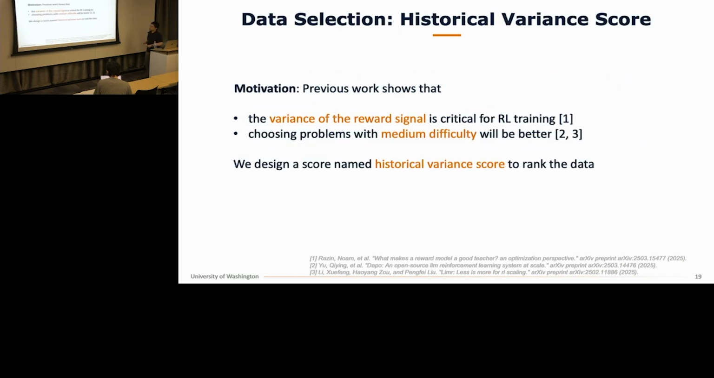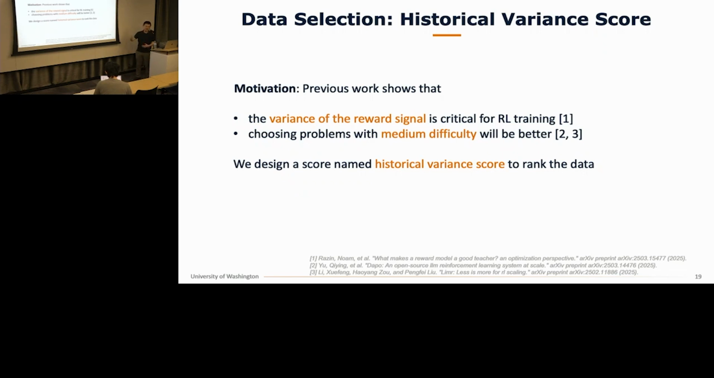All right, so we are not claiming we invent some groundbreaking data selection method. Basically, we just use some existing findings and we design a metric to select or sort data based on some scores. So previous work found that the variance of the reward signal is very important. Generally speaking, the larger variance is better. There's no clean reason or clean theory why this is the case, but this is an empirical finding. So that's one. Secondly, when you do data selection, a medium difficulty problem is better.